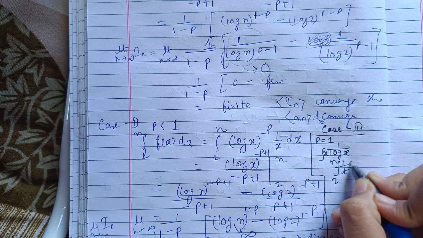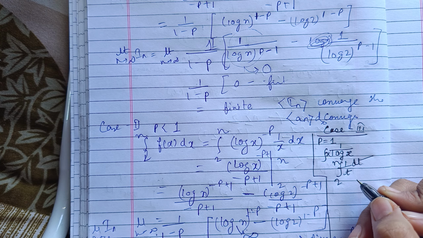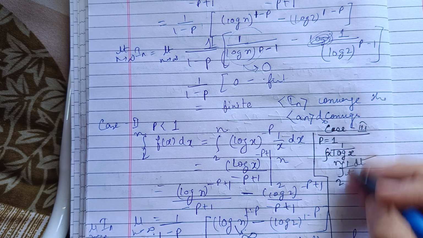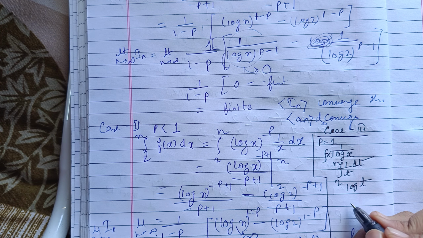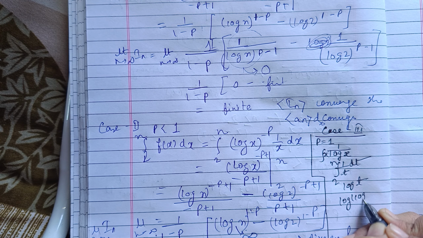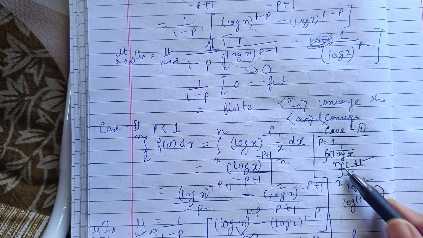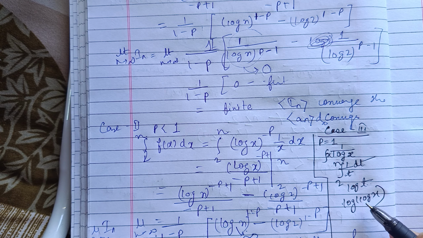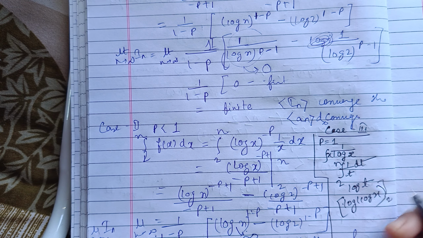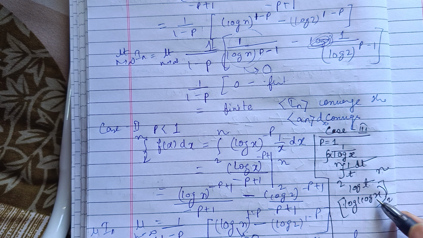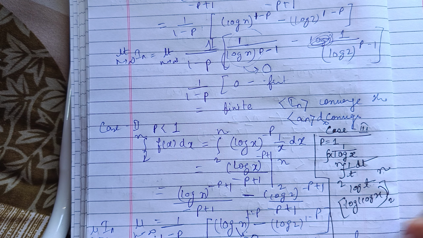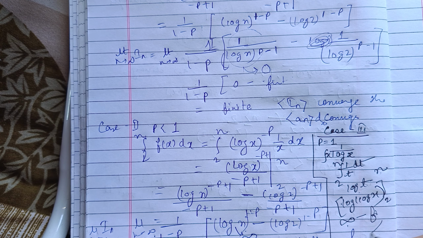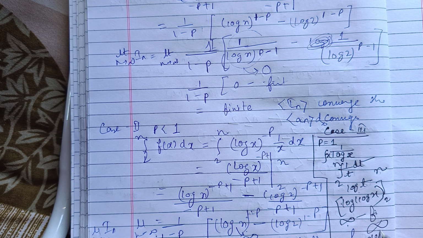From 2 to n, dt. Now t is what? Log x. So the integral of 1 by t dt is going to be log t, and then log of log x. If we integrate this, I'm getting log t, and putting the value of t as log x, I'm getting log of log x, and the limit is from 2 to n. If you put n first and then take the limit to infinity, you are getting infinity minus a finite number. Infinity minus a finite number is infinity, so it is divergent.